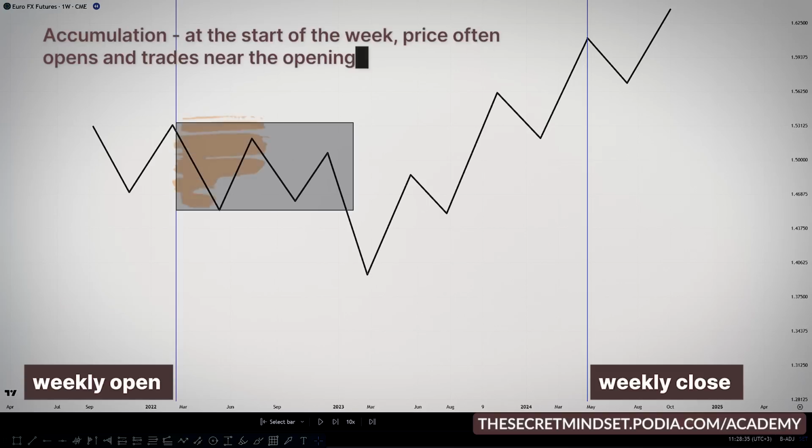At the start of the week, the price often opens and trades near the opening level for a few days. This is the accumulation phase.